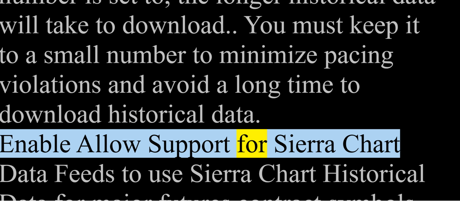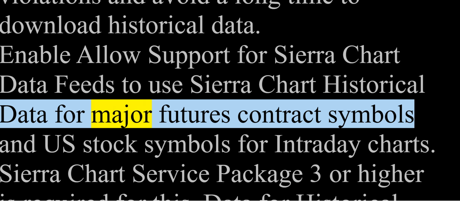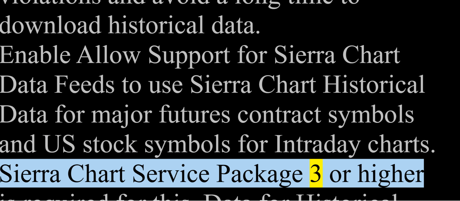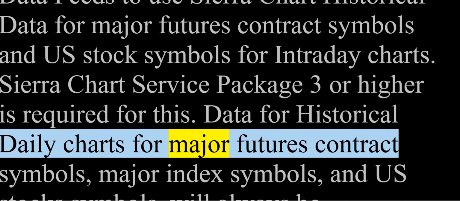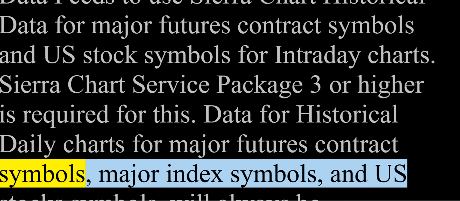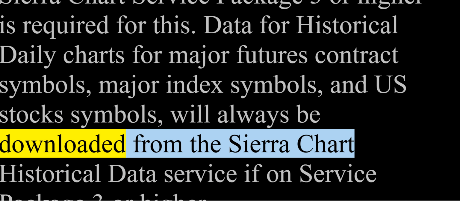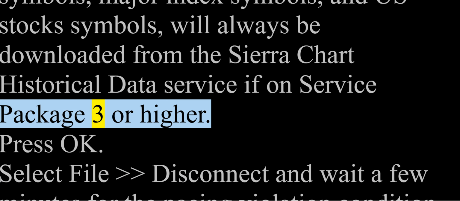Enable "Allow Support for Sierra Chart Data Feeds" to use Sierra Chart historical data for major futures contract symbols and U.S. stock symbols for intraday charts. Sierra Chart Service Package 3 or higher is required for this. Data for historical daily charts for major futures contract symbols, major index symbols, and U.S. stock symbols will always be downloaded from the Sierra Chart Historical Data Service if on Service Package 3 or higher.